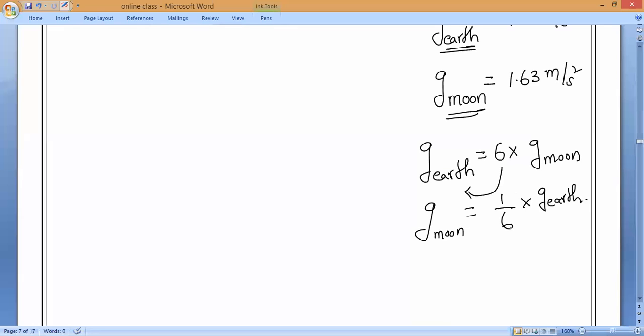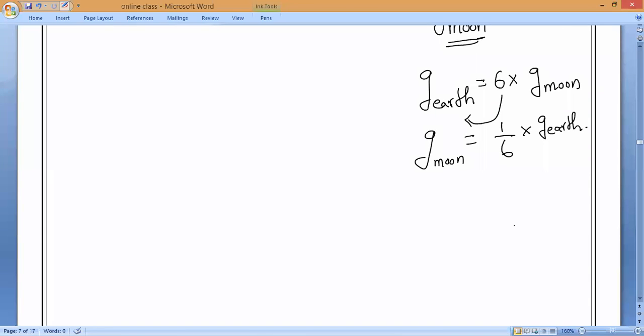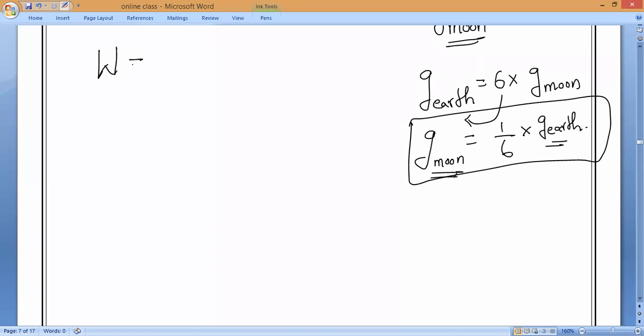Now in today's class, we are going to prove the weight of an object on the Moon. As I told you, gravity on the Moon is 1/6 of Earth, so we should prove how it is possible and how much it is. So let us solve that. W is weight. Weight is equal to mass into gravity.